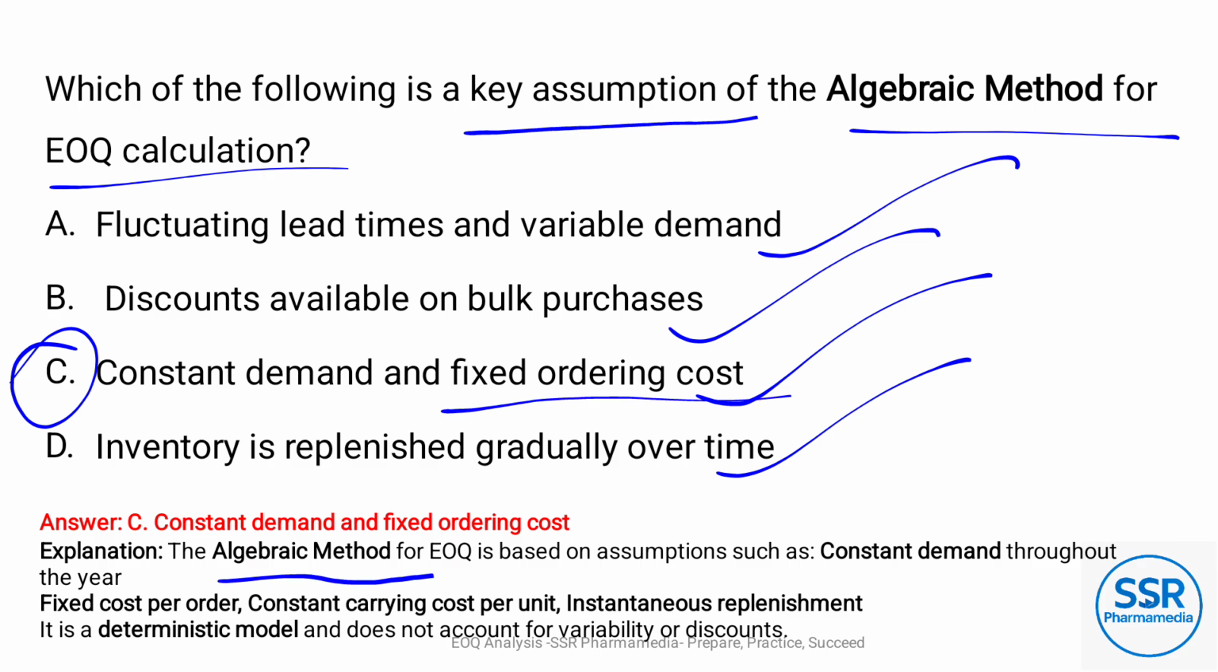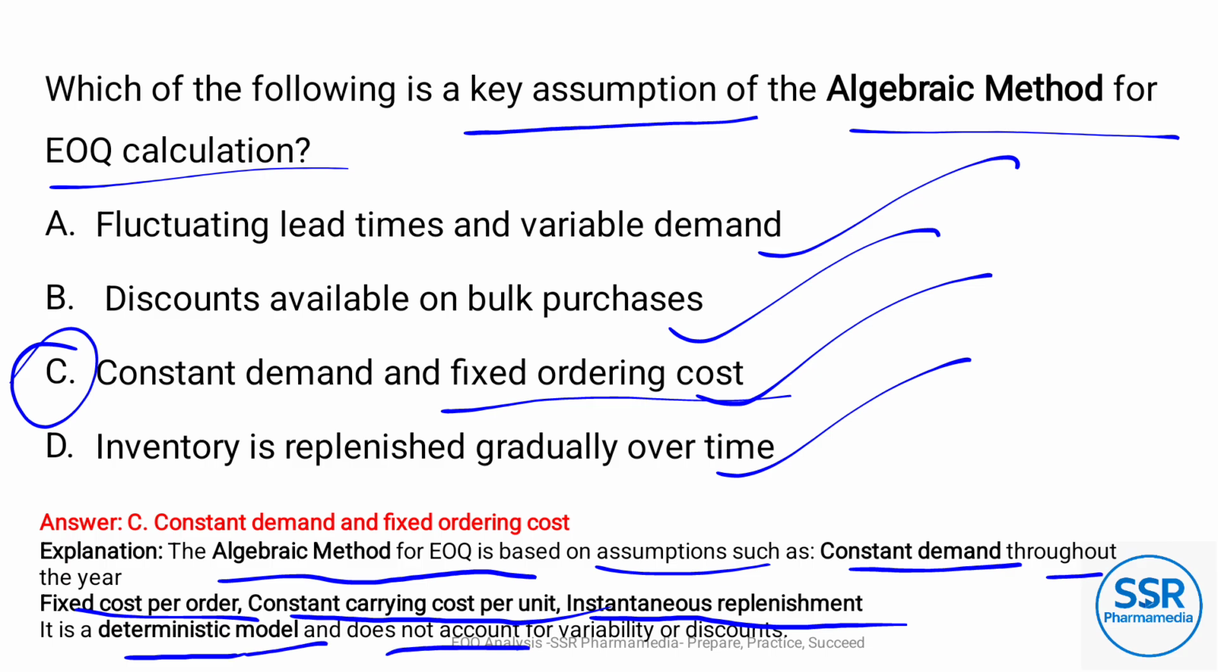So the algebraic method of EOQ is based on assumptions such as constant demand throughout the year and fixed cost per order, constant carrying cost per unit, instant replenishment. So it is a deterministic model, does not account for variability or discount.